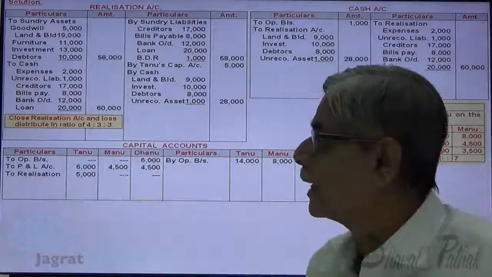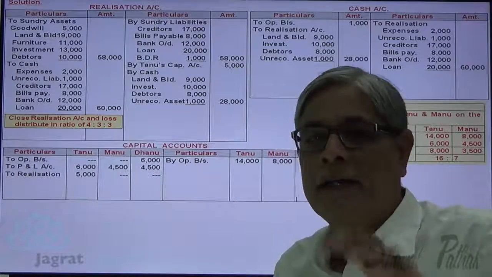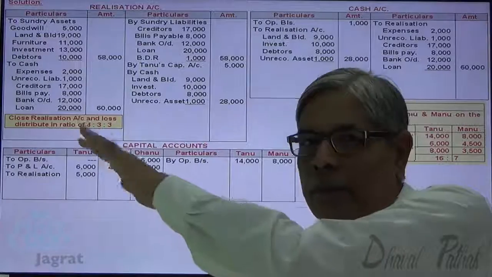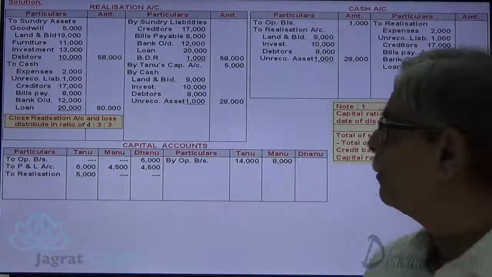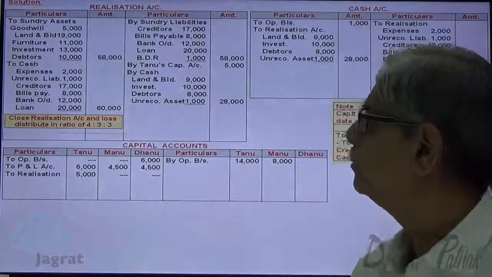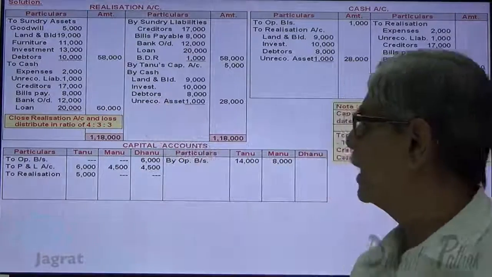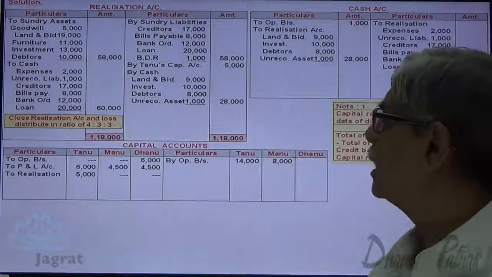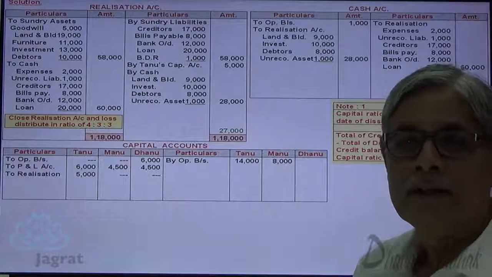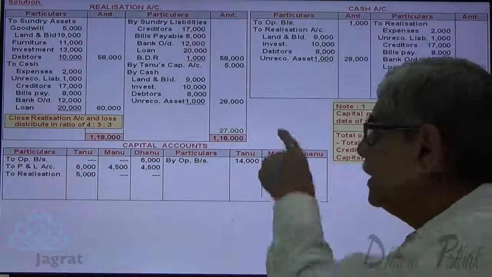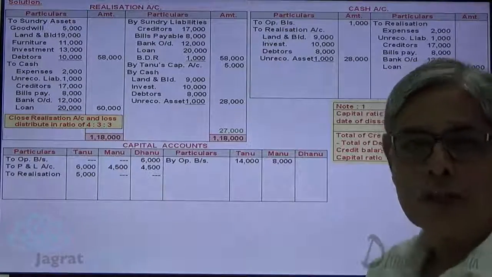Close the realization account. Find the profit or loss on realization of assets and liabilities and distribute that loss amongst all partners, including insolvent partners, in the ratio of profit sharing, that is 4:3:3. So total of credit side will be 1,18,000, 60 plus 58, 1,18,000. From that you are required to deduct 58,000, 5,000 and 28,000. Realization loss results to 27,000. This loss will be distributed amongst partners in the ratio of 4:3:3.